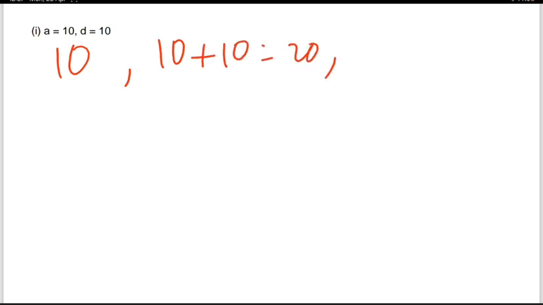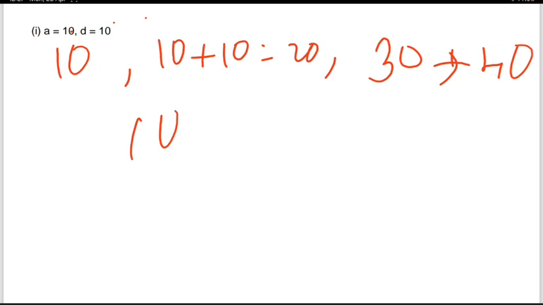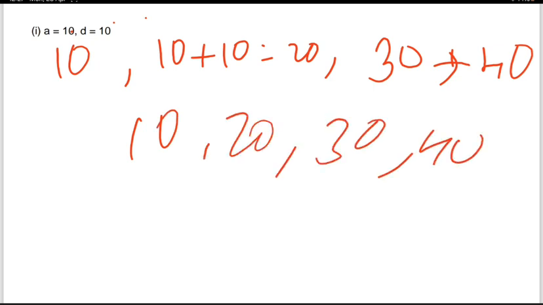And the third term is 10 plus 10 plus 10, that is 30. So you just add 10 to the consecutive terms. Again, if you add 10 to 30, we'll be getting 40. So these are the four terms, that is 10, 20, 30 and 40. These are the four terms of the AP.